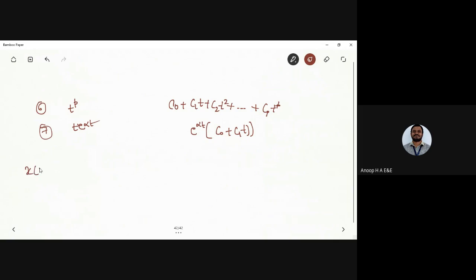Now, what happens if the input x of t equals e power alpha t, where alpha is also a root of the characteristic equation? For example, if I have 2, and on the input I have e power 2t. So this is a root of the characteristic equation, and this is also associated with the input, that is e power 2t. So once I have this, I'll be having the forced response.